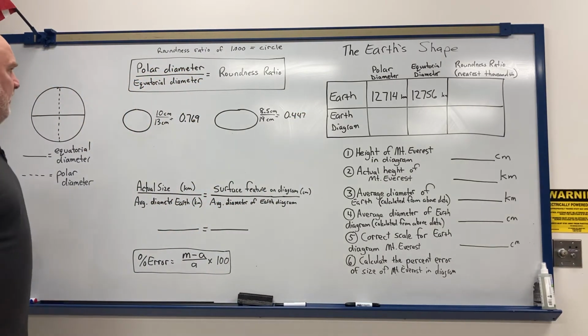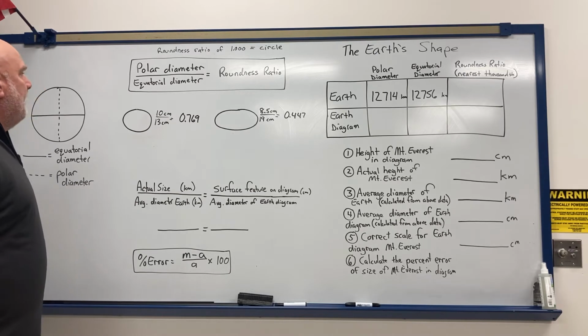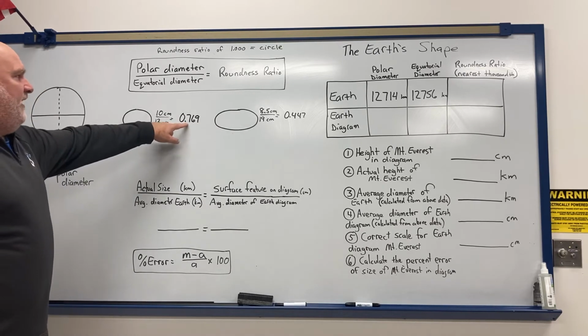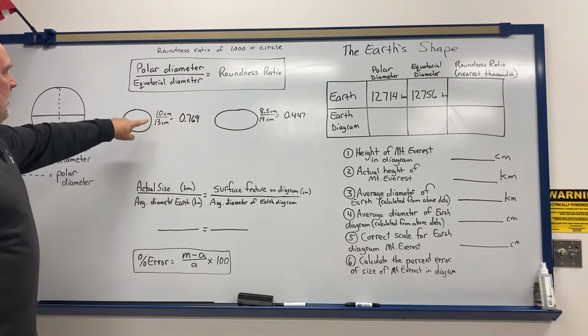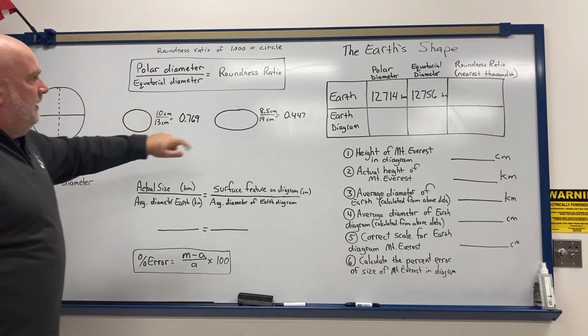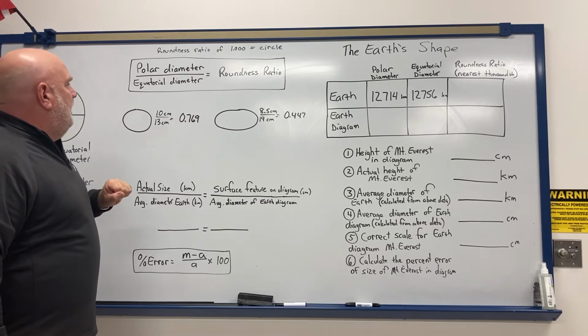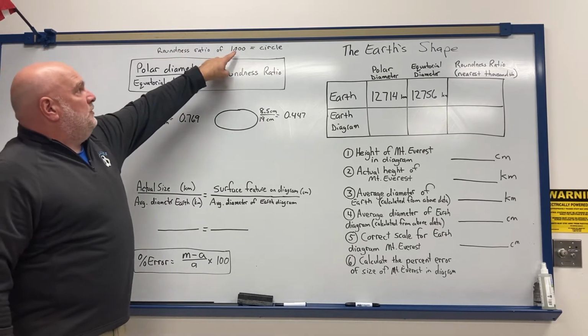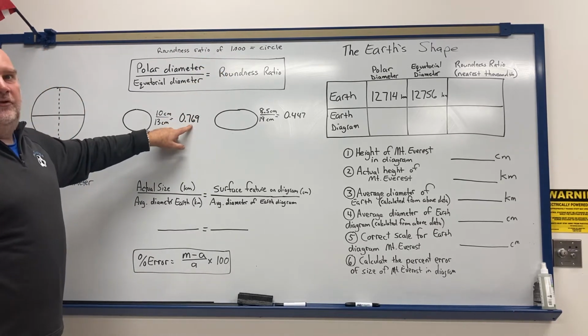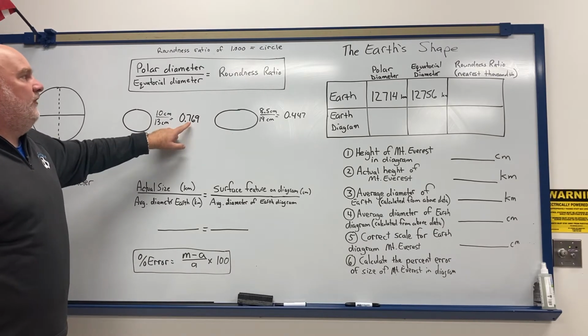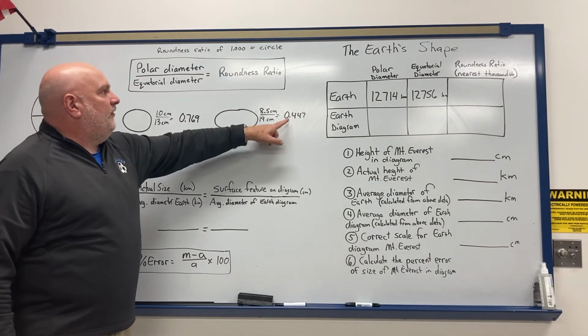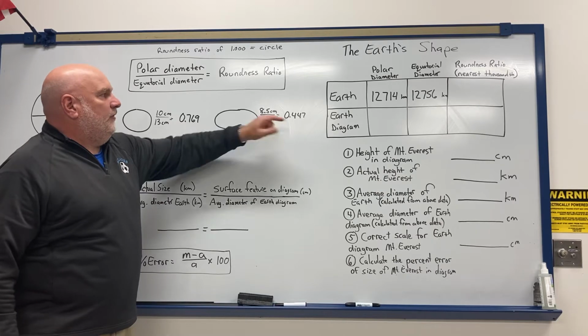So what you should notice between those two is that this one has a higher roundness ratio and it looks more circular. This one has a smaller roundness ratio and it's flatter. Now the roundness ratio of a circle is 1, so the closer that number is to 1, the more like a circle it is. The smaller it is, the less like a circle it is.